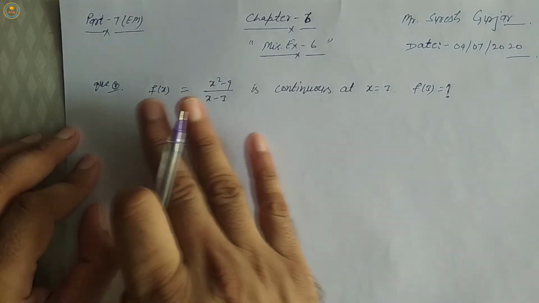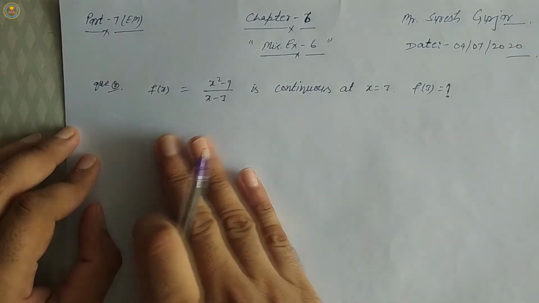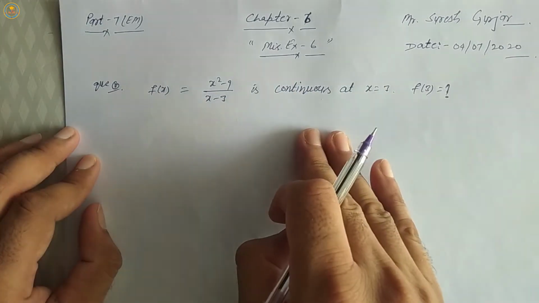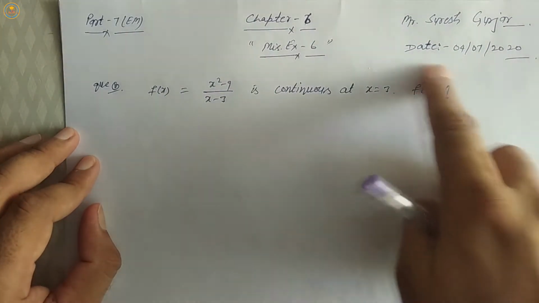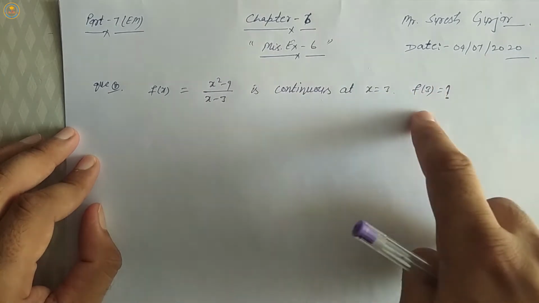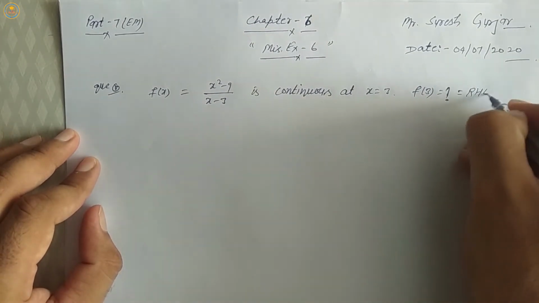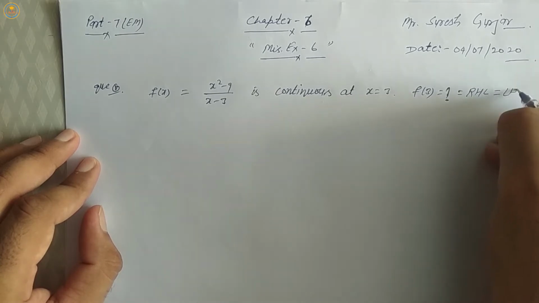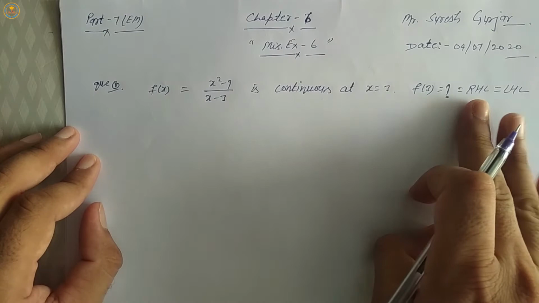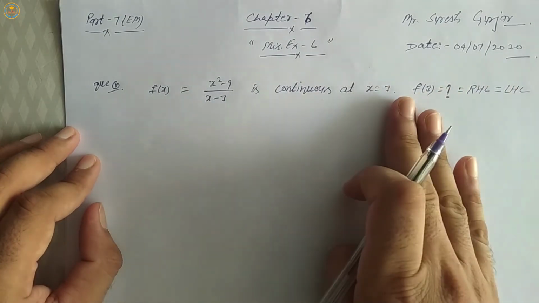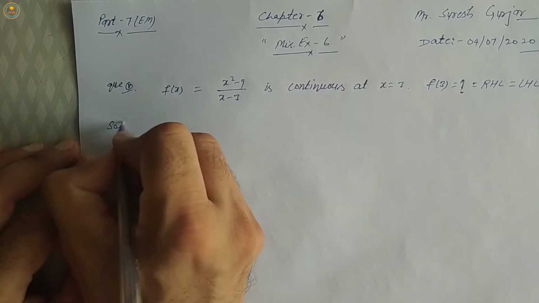Again, if function f(x) is continuous at x = 3, it means f(3) is equal to RHL is equal to LHL. Then the value of f(3) means the value of RHL or LHL. Solution.